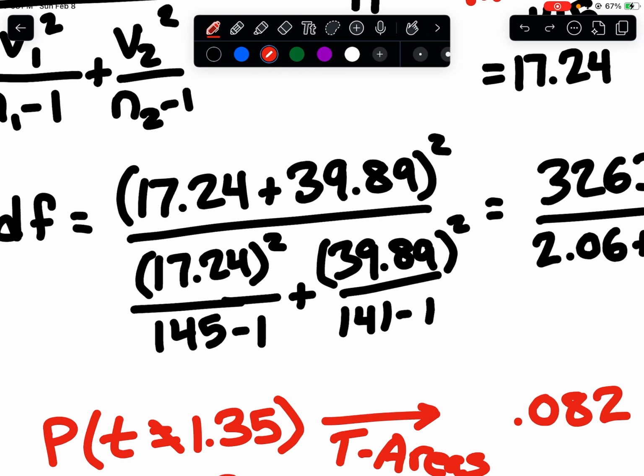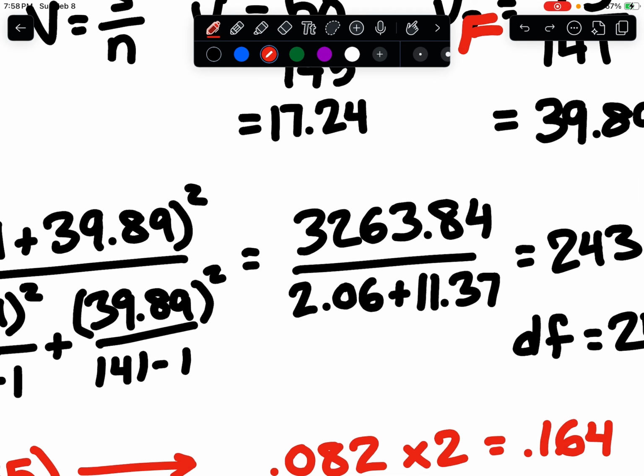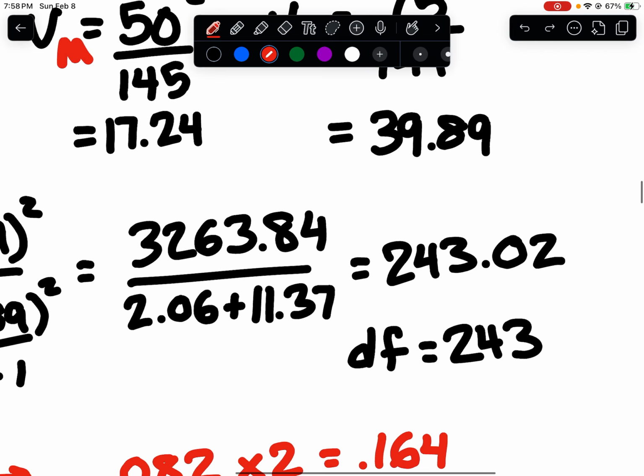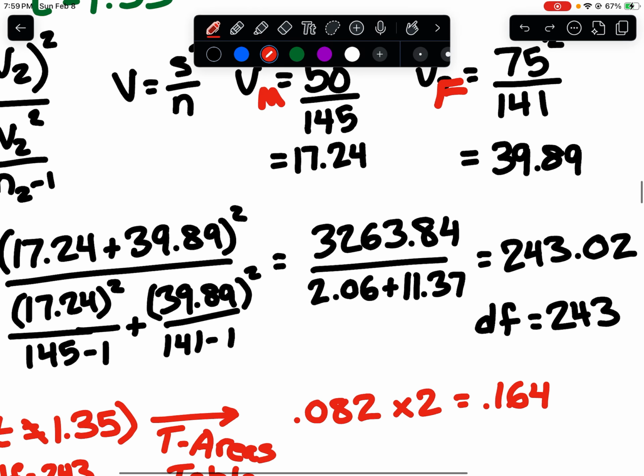If we work all that through, which I know is a lot of plugging into a calculator, that top part ends up being 3,263.84, and then the bottom ends up being 13.43. And so ultimately we get about 243.02, which is basically 243. And that's going to be our degrees of freedom.